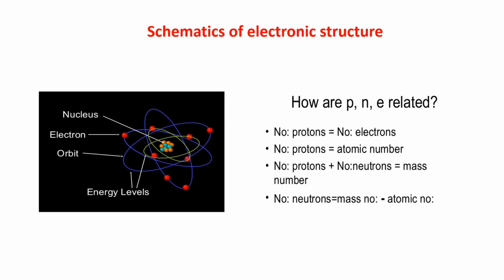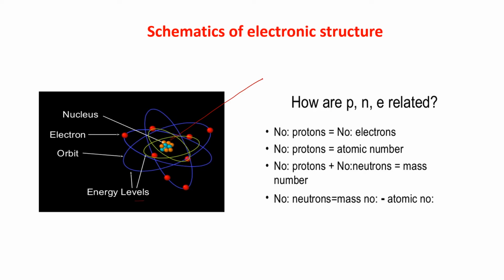See, this is the nucleus. As I told you, it contains protons and neutrons. Now these are the orbits. Like this, the orbits are moving. In the orbits, the electrons are moving. They are also known as energy levels.